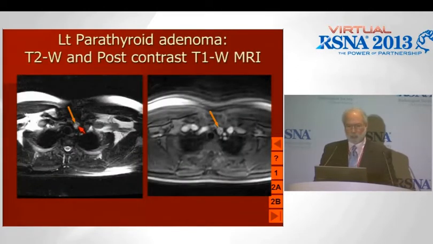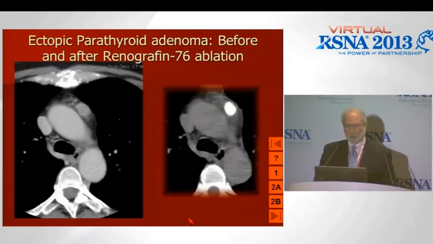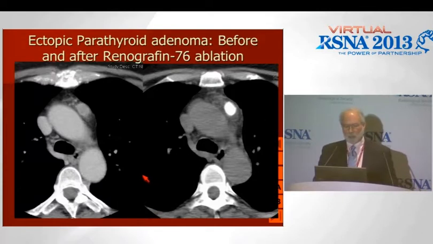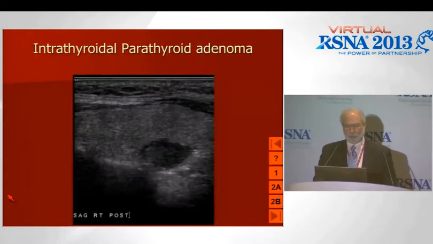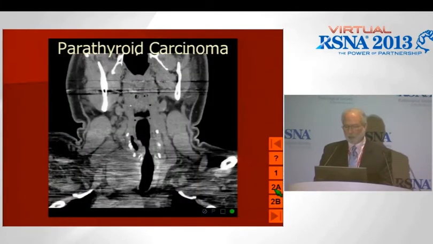I wanted to show you one in an unusual location. Here is one that's farther down in the neck. We can see them on ultrasound with increased vascularity. There is a radiologic interventional treatment that has been used for parathyroid adenomas. This is a patient that had an angiogram done, and the patient was given Renografin 76, which stained the adenoma because of its increased vascularity, and then basically caused an ablation of the tumor and a reduction of the secretion of the parathormone. Here is a parathyroid adenoma that is actually inside the thyroid gland, and here is one here that's in the area of the carotid sheath.